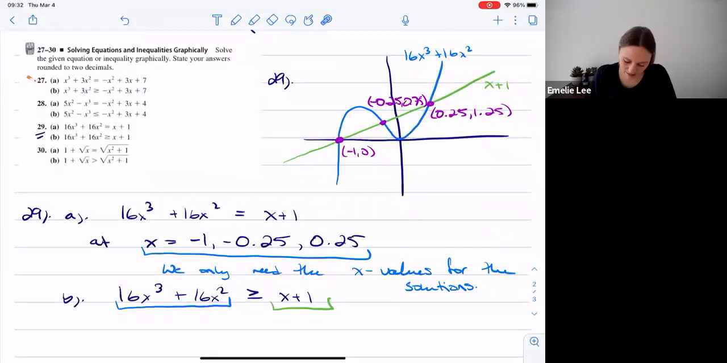If I pick a value of x maybe here, and trace down, I hit the green one first. So the green line, which is x plus 1, is larger than the blue line, 16x to the 3 plus 16x squared. That does not satisfy the inequality that I want. Then I go past this point of intersection. Here they're equal to each other, so I can start here, because that satisfies the inequality greater than or equal to.